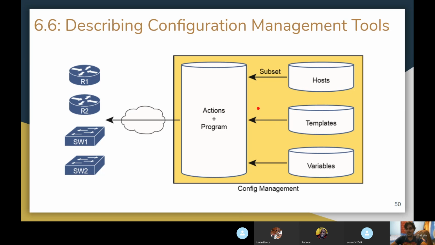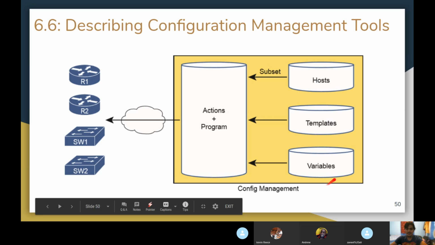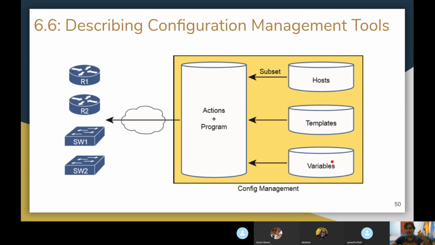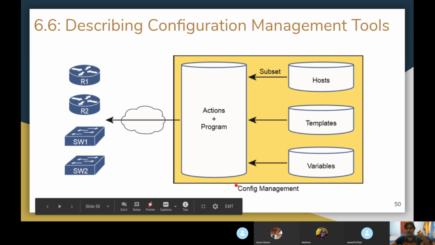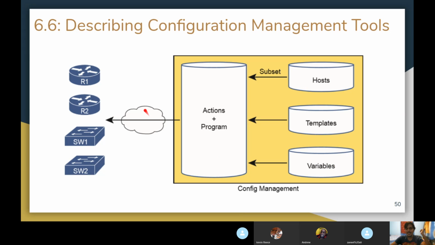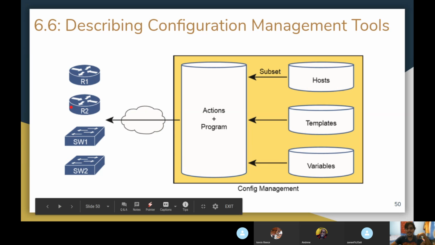That is the overall configuration of these hosts. So that's the template of the entire configuration. And then we put in the variables. So maybe this will be what we change. So we want to change our IP address or hostname or interface description. We just put this variable into the tool, and then the tool could automatically schedule or automatically push out that configuration to these hosts without us having to directly SSH into these devices and change it manually.